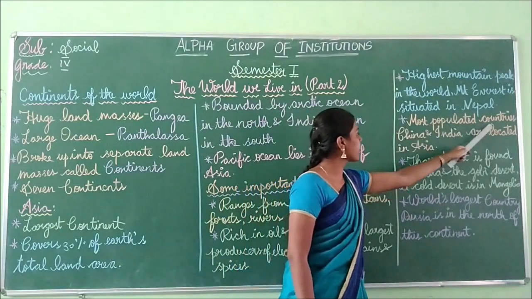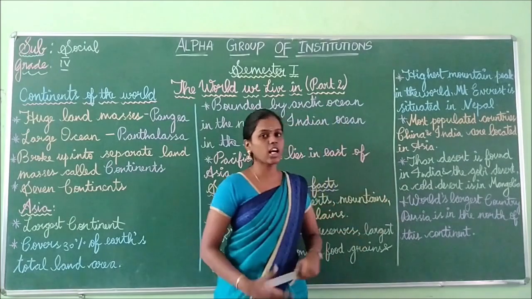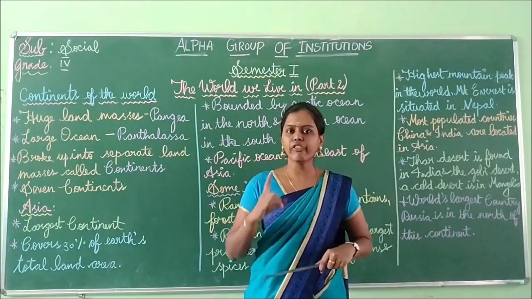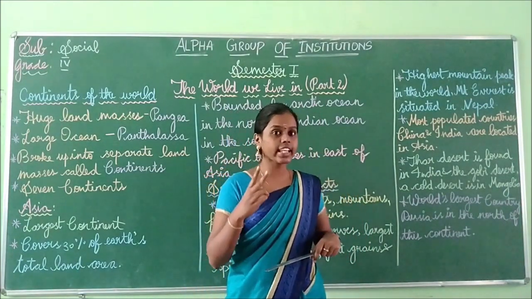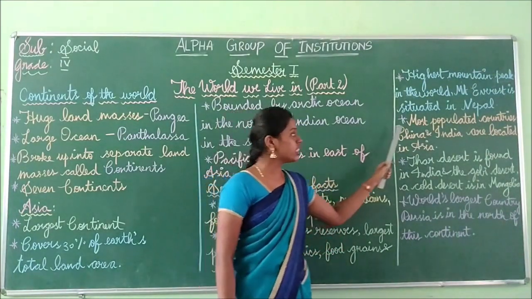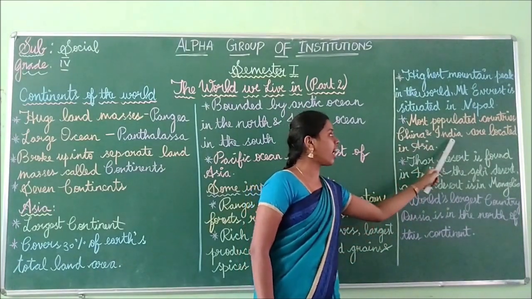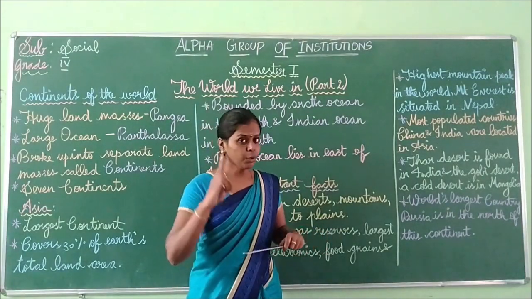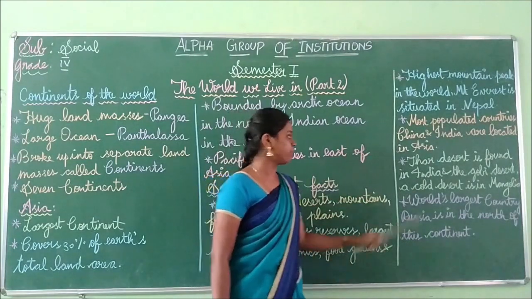Most populated countries, China and India, are located in Asia. So, the world's first most populated country is China, and the world's second most populated country is India. So, what are these two most populated countries? China and India are located in Asia. So, two of the most populated countries are located in Asia only.